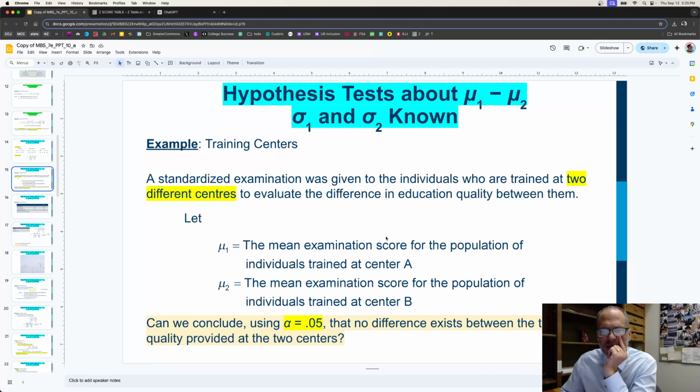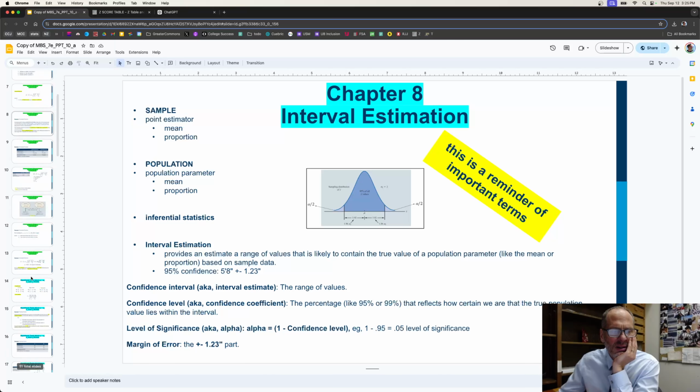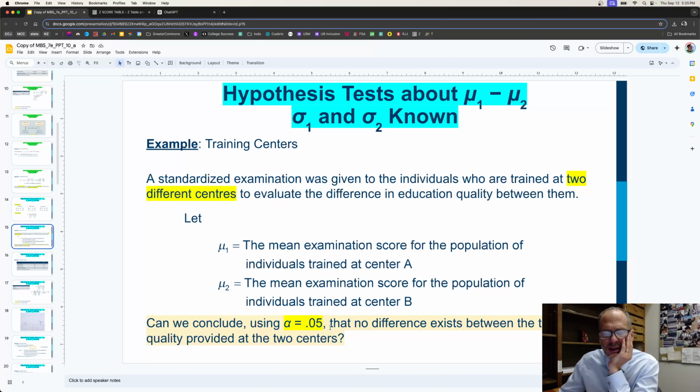Here's the mean examination score for the population of individuals trained at Center A, and here's the mean examination score for the population trained at Center B. Can we conclude, at a level of significance, alpha, of 0.05, which means our confidence level is 95%, that no difference exists between the training quality provided at the two centers? The first thing we have to do is develop a hypothesis about these training centers and the differences between their means.